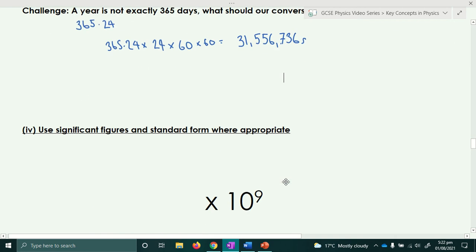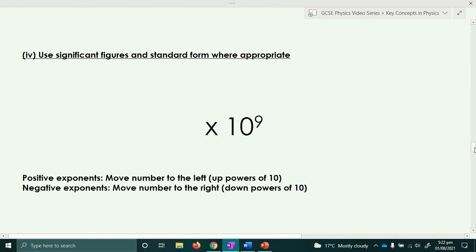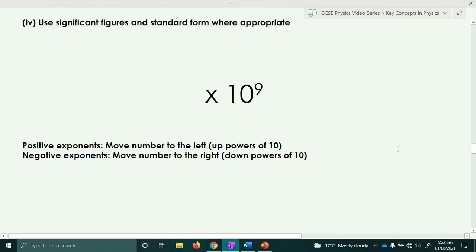All right, let's get on to the fourth and final section of this video. Use significant figures and standard form where appropriate. So we've seen standard form, but I want to get into it in a bit more detail. So first of all, let's just name some things. So this number down here, this I believe has the term mantissa.